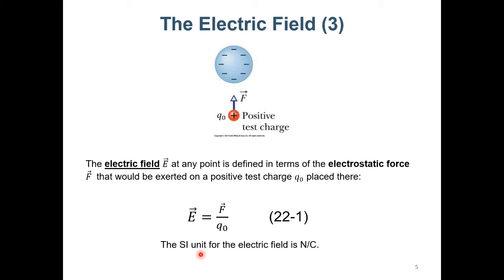And the SI unit for the electric field is Newton per Coulomb. And in chapter 24, you know another SI unit for the E field is volt per meter. But it's just fine. You can choose either one.